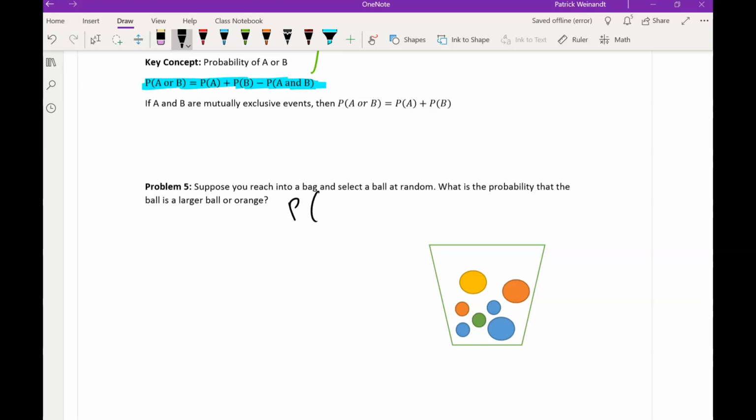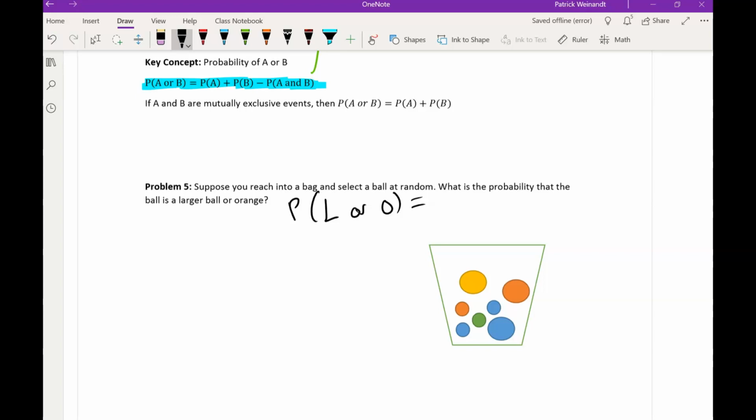What is the probability of getting a large or orange ball? Now you can very easily find that by counting. The probability of getting a large or orange ball, well, there are 1, 2, 3 large balls, and how many orange balls? There's 1 orange ball.